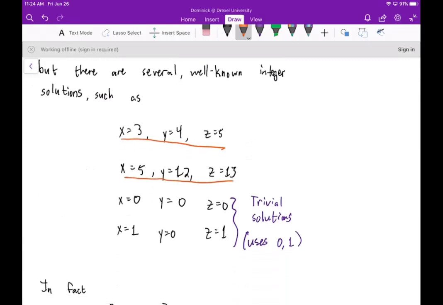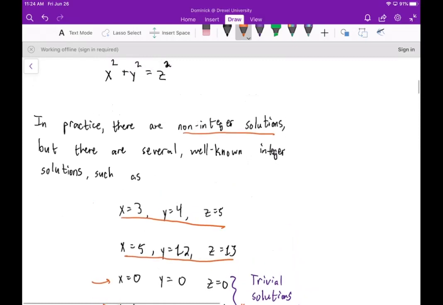When we say a trivial solution, we mean that they use only ones and zeros. So one solution is to make them all 0, and another solution is to make either x or y 0, make the other one 1, and then z would also be 1. And of course, there's an infinite number of these integer solutions. We'll actually do a section on this a little bit later on, where we look at Pythagorean triples.